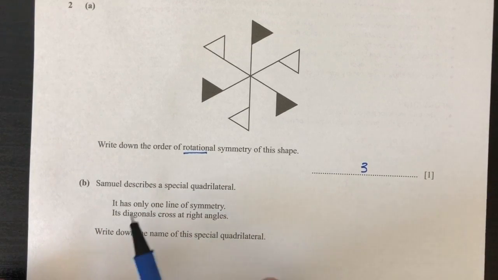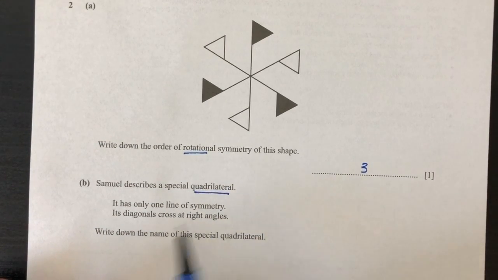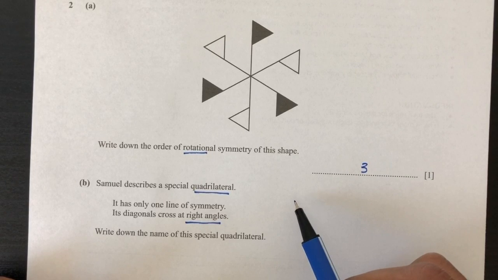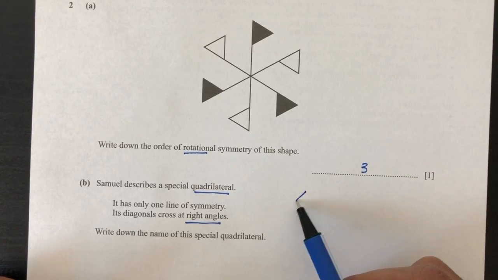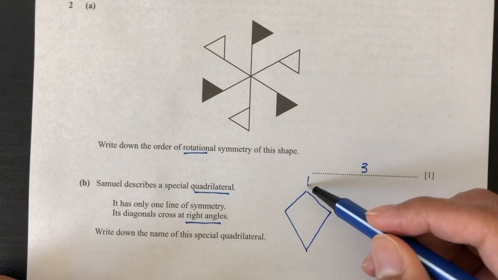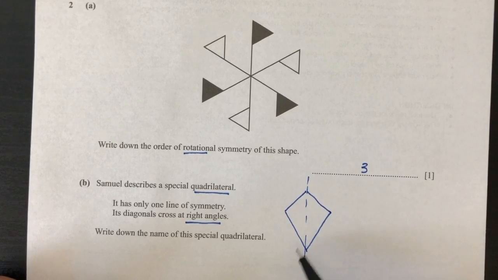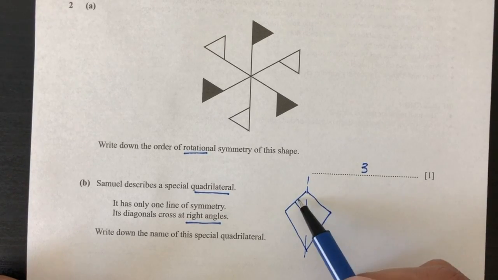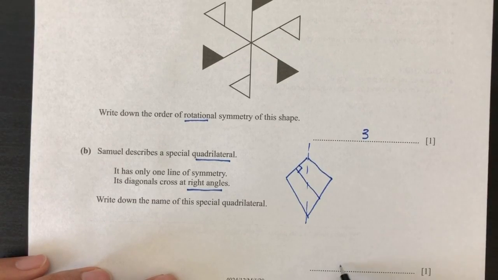Now part B, Samuel describes a special quad. It's a 4-sided shape. It has only one line of symmetry. Its diagonals cross at right angles. Name the special quadrilateral. So it's pretty easy. From experience you will know this; you have to do a lot of questions, and you will realize that this shape is a kite. The kite has only one line of symmetry, which is this, and its diagonals cut at 90 degrees. So this one is a kite.